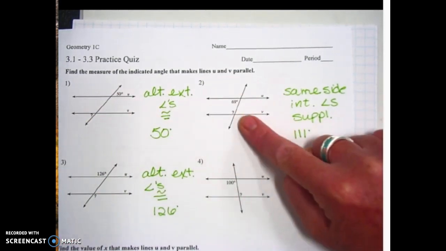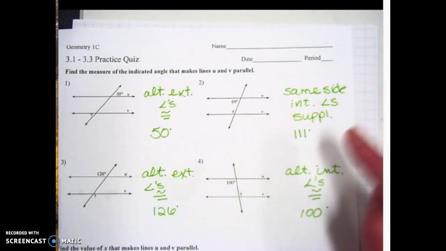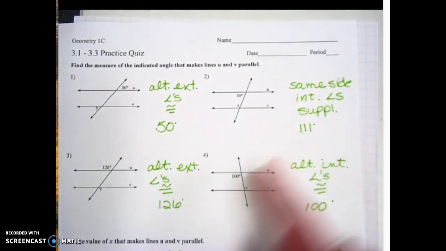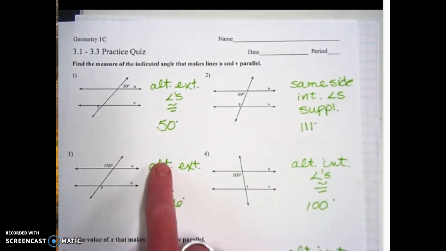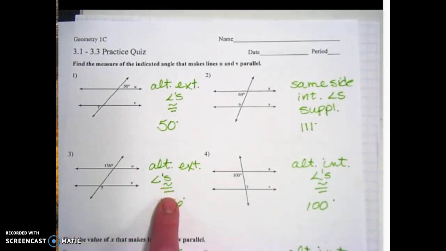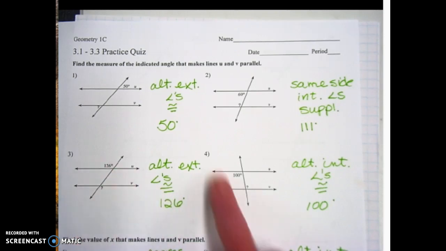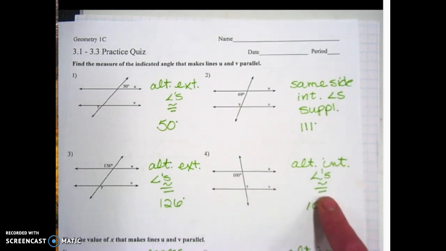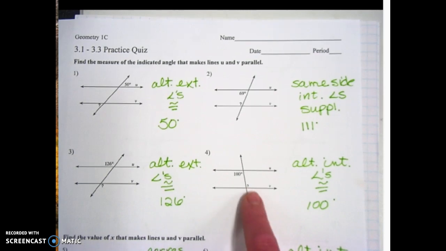These two are same side interior, so they should be supplementary. So if you take 69 and subtract it from 180, you're going to get 111. Number 3, these two are alternate exterior angles, so they should be congruent. So if this one's 126, this one's going to be 126. Number 4, these two angles are alternate interior angles, therefore they should be congruent. If this one's 100, this one is also going to be 100.